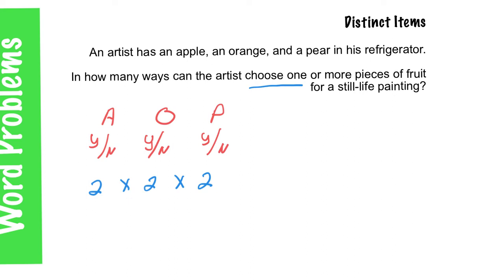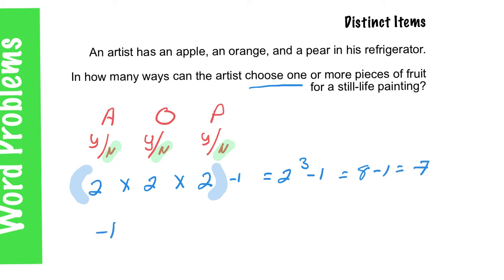So if I do 2 times 2 times 2, which is 8, or 2 cubed, I'm also including the possibility that the artist won't choose any piece of fruit. So to account for that possibility, I must subtract 1 from a list of all possibilities. So 8 minus 1 is indeed 7.